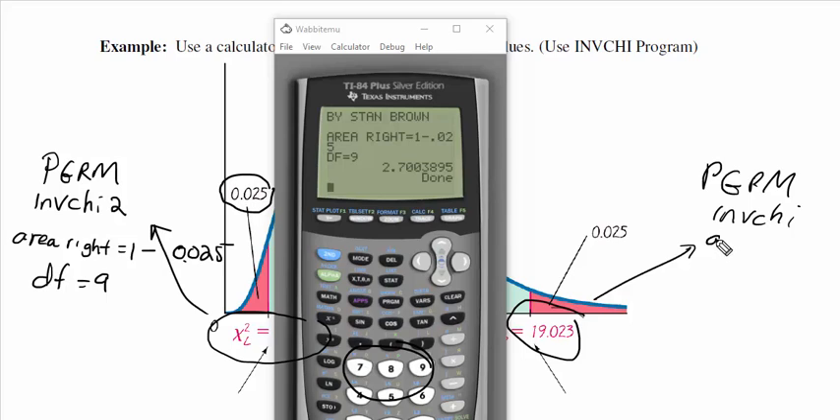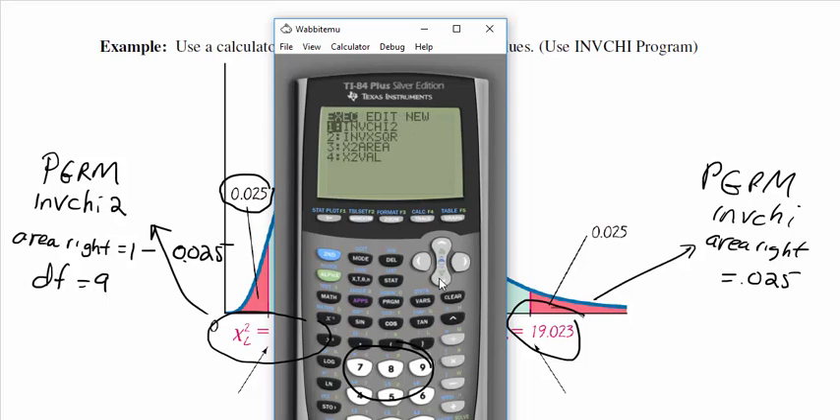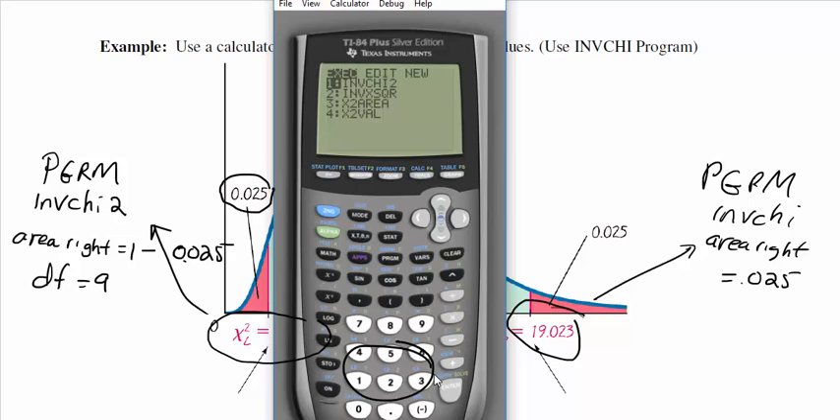And the area to the right is going to be 0.025. So let's go to that program, inverse chi-squared. Oops, it's off screen. Enter. 0.025. Degrees of freedom are still 9.